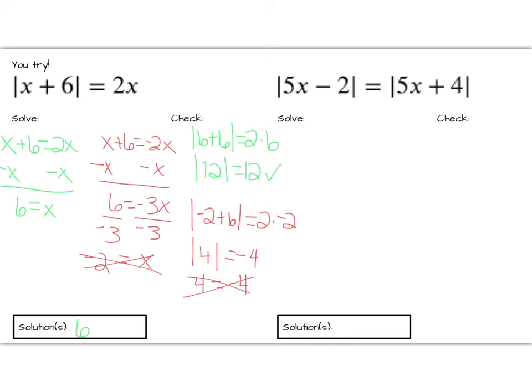The next one is the absolute value of 5x minus 2 equals the absolute value of 5x plus 4. Write down the two equations that you're going to use to solve this absolute value equation. So the two equations that you should have are 5x minus 2 equals 5x plus 4, and 5x minus 2 equals the opposite of 5x plus 4. Make sure you have that minus sign in the parentheses. So those are your two equations. Now solve them and see what your two potential solutions are.